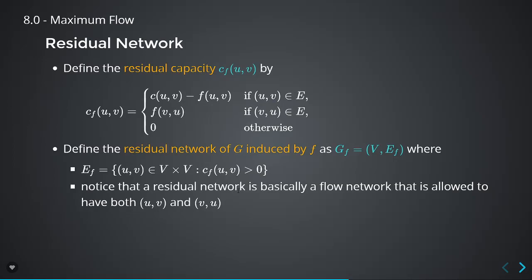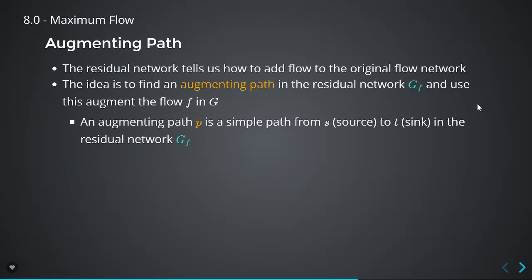If you have a flow from U to V, then in the residual graph you have something from V to U as well. I'm getting tired. I can't say residual properly now. Please excuse me.